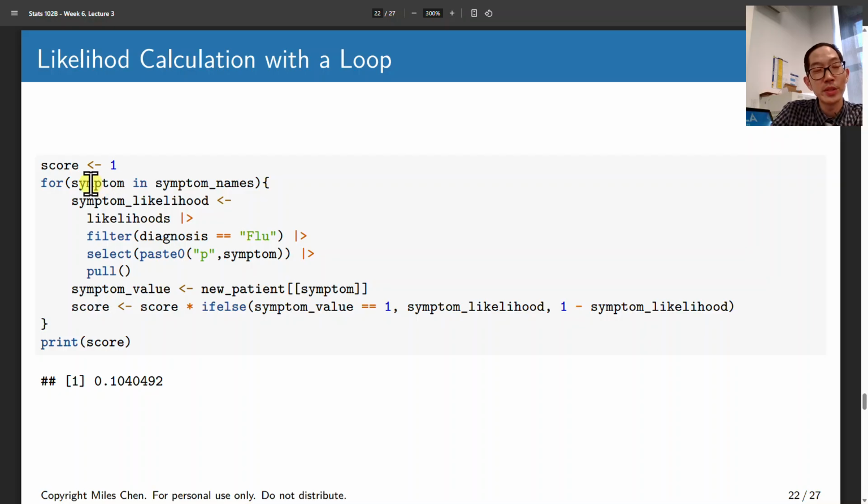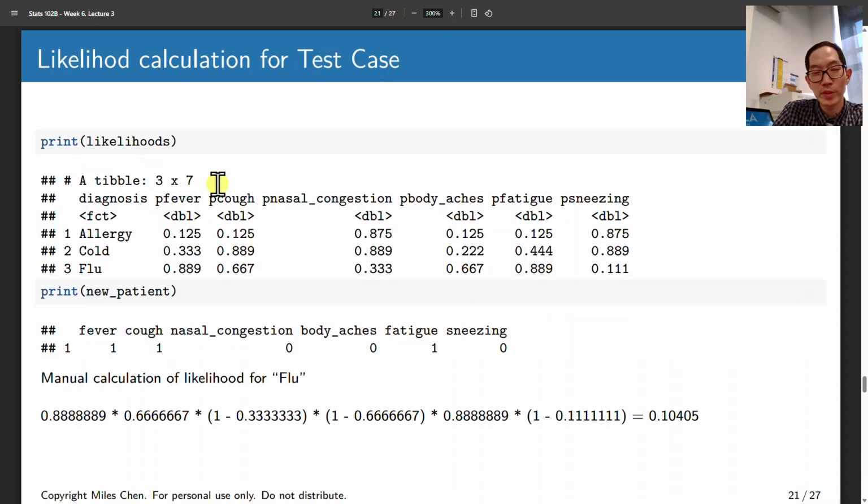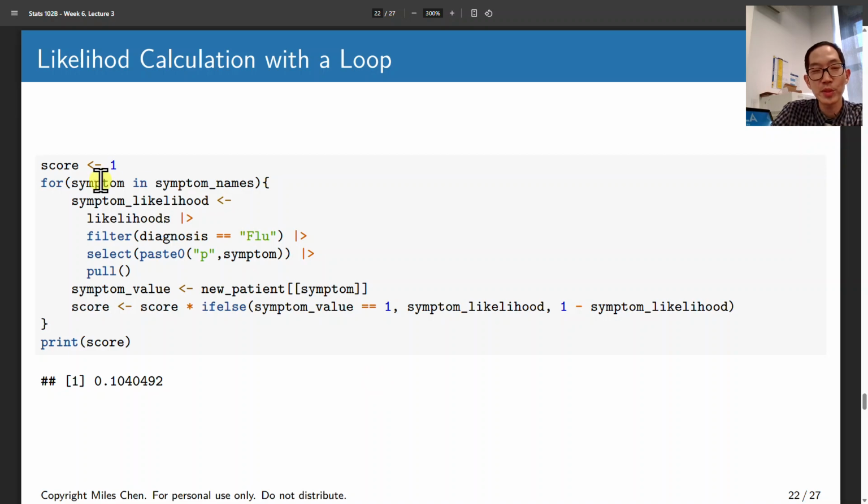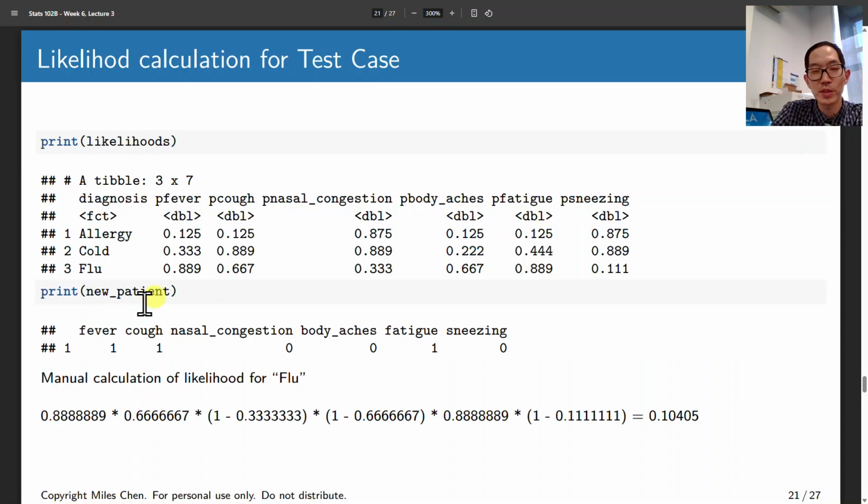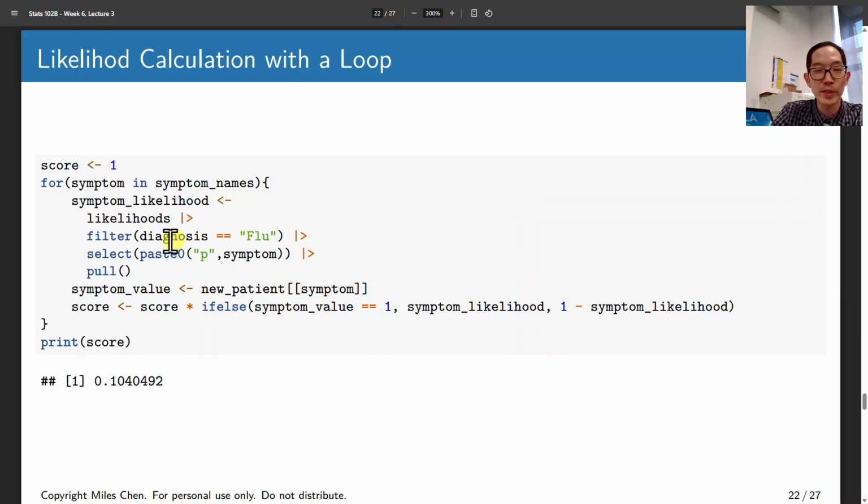And so we have the symptom names here: fever, cold, nasal congestion, etc. For each symptom, I want you to go to the likelihoods table, and we'll just do it for the flu. We're going to filter to just diagnosis is flu, and select the column with P of the symptom, the probability of each symptom. And we'll pull that value.